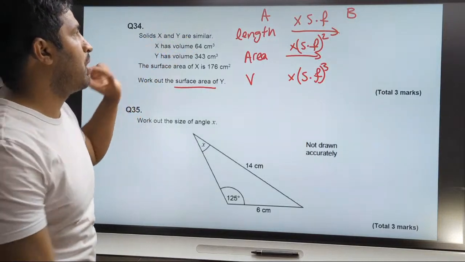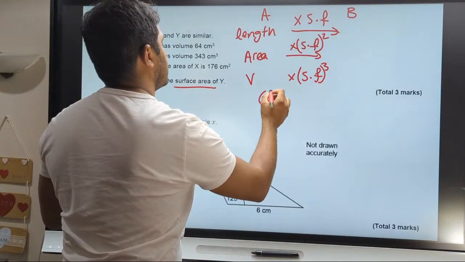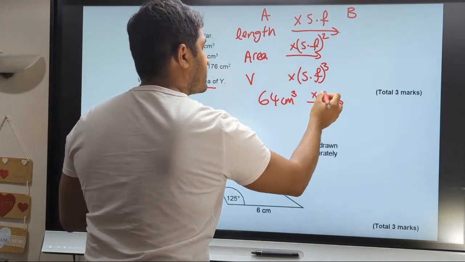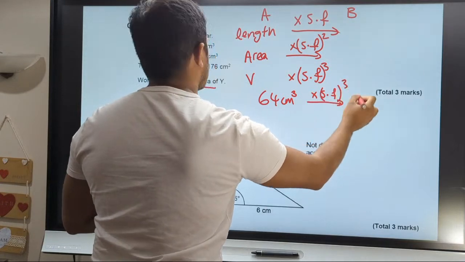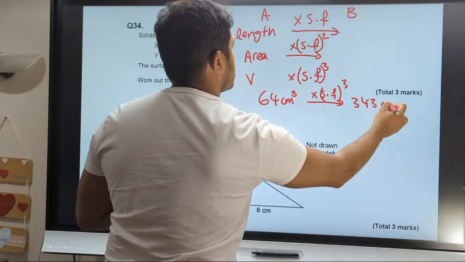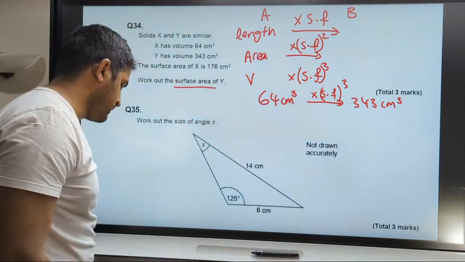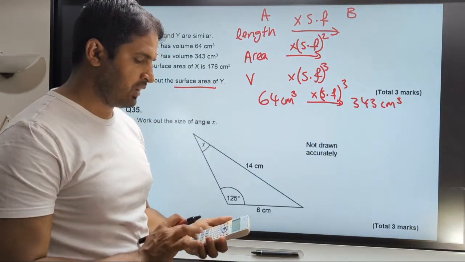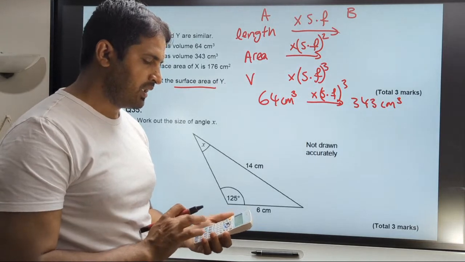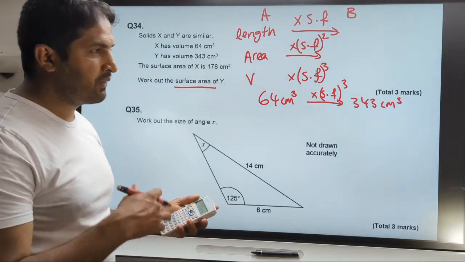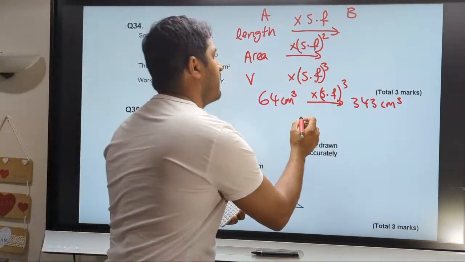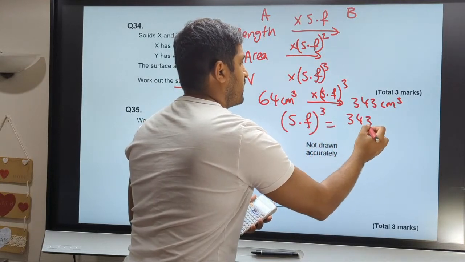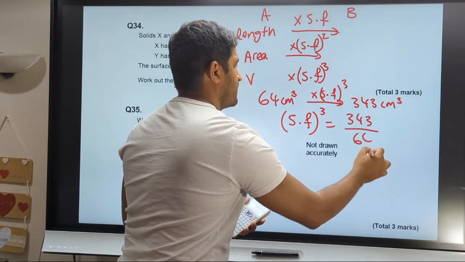So we know the volume of A is, let's say, 64 centimeter cube. Multiply by scale factor cubed will get you to 343 centimeter cube. So if I wanted to work out what scale factor cubed is, all I have to do is take the bigger volume divided by the smaller volume, so 343 divided by 64. They're both cube numbers, so I'd rather have those as a fraction. So scale factor cubed is 343 divided by 64.